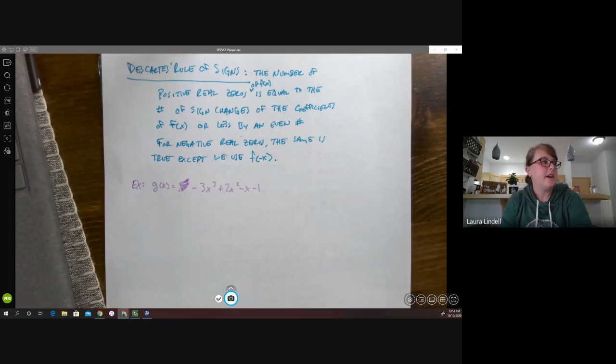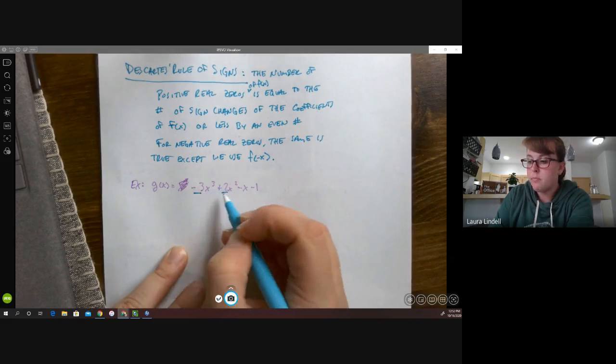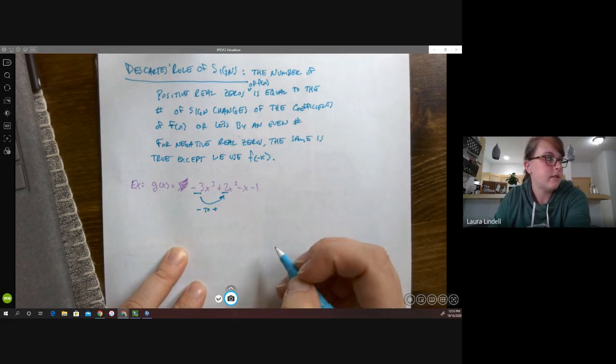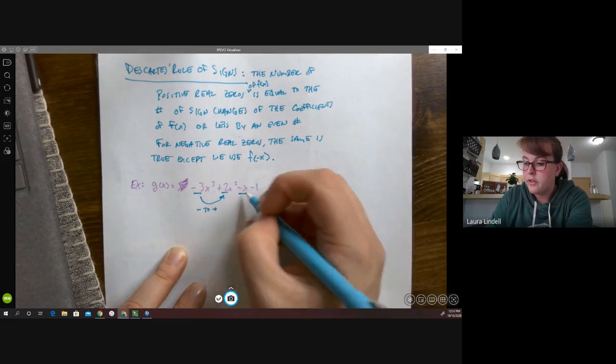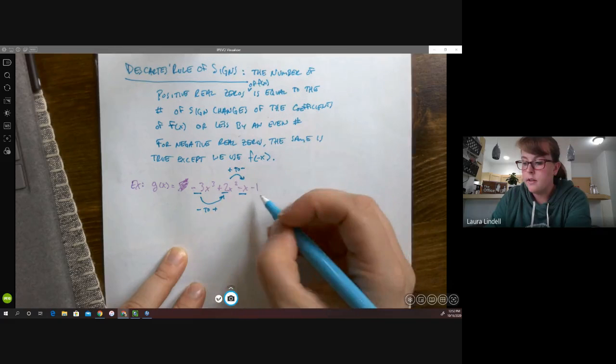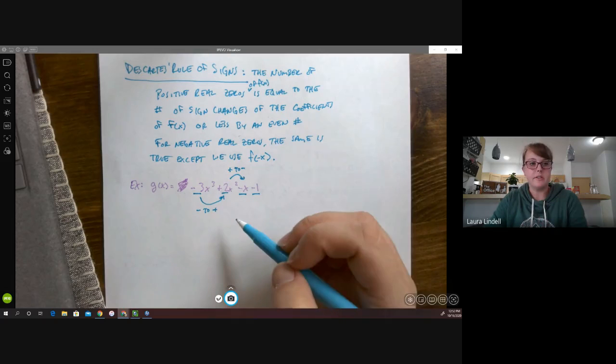We have g of x equals negative 3x cubed plus 2x squared minus x minus 1. So to find the possible number of positive real zeros, we have to count the number of sign changes. This one starts off with a negative coefficient, and then the next one is positive, so we are changing from negative to positive. And then the next coefficient is negative, so we're changing from positive to negative. And then the last one remains negative, so it's not changing. So this one has 2 times where the sign changes.